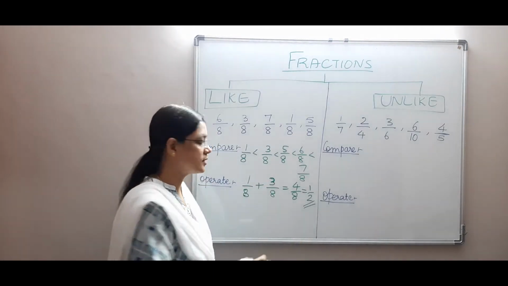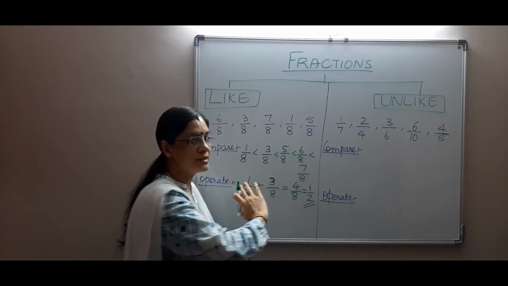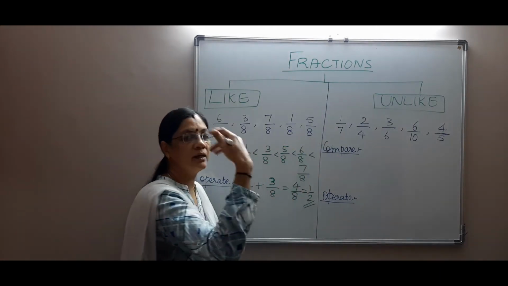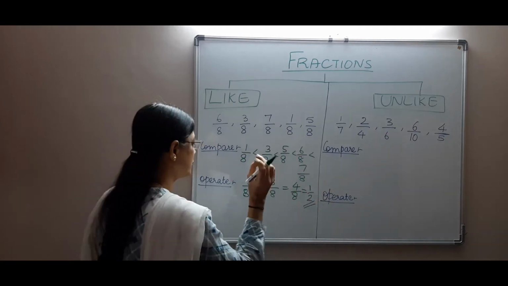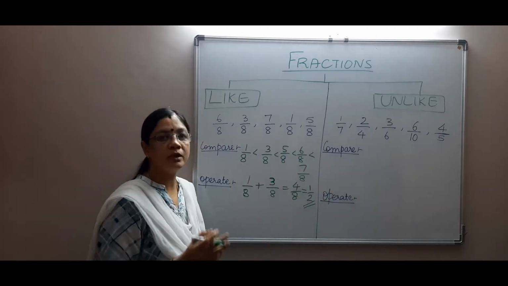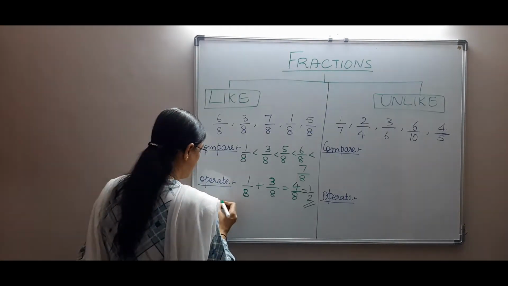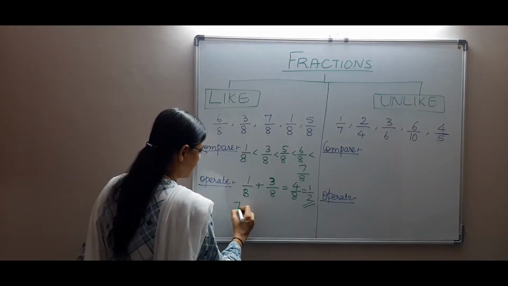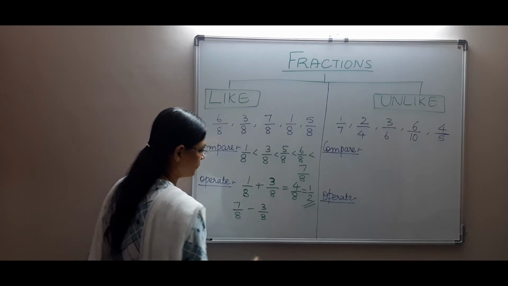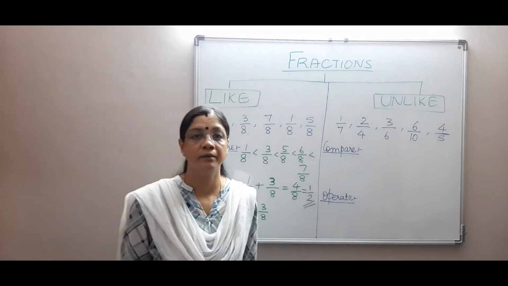So for like fractions, keep the denominator the same and just add the numerators. We will come to unlike fractions later. Now for subtraction, 7 by 8 minus 3 by 8.